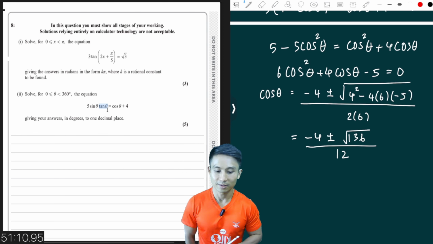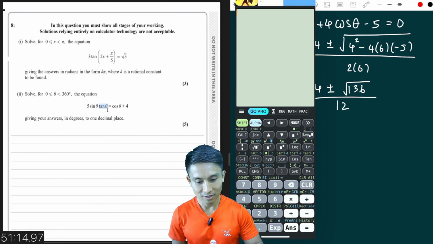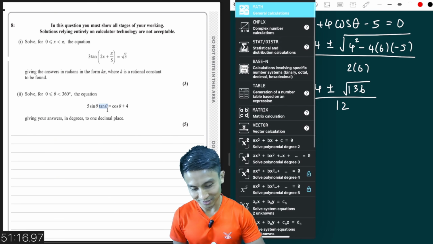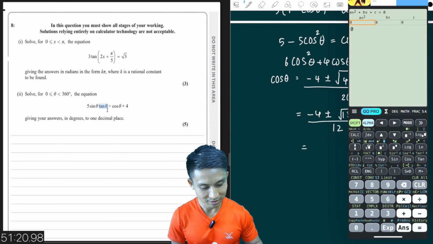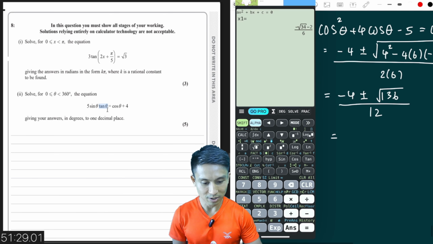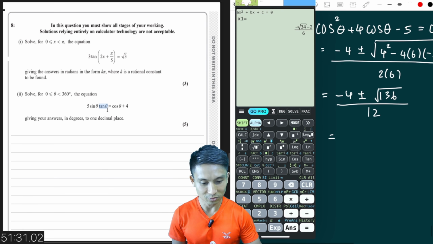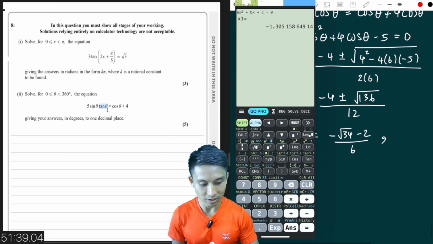All right, so I'm just going to get the 2 values here, basically. I'm just using the calculator. So it was 6, 4, minus 5. Okay, yeah, that should be right. If you cancel that, you should get minus 34 minus 2 divided by 6. What is this? That's over 1, right? Okay.